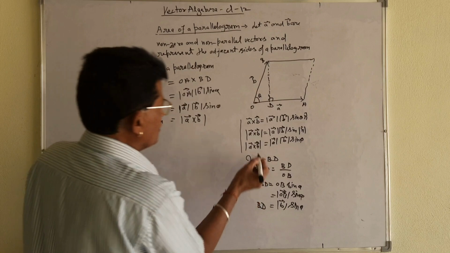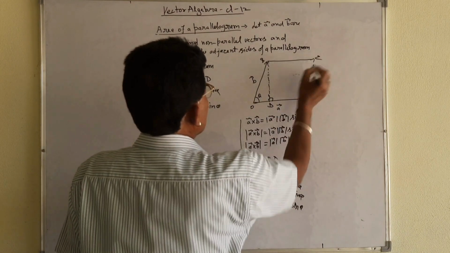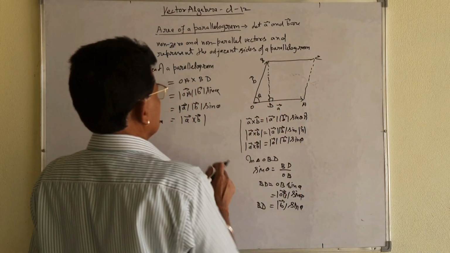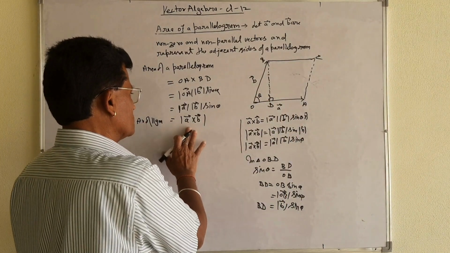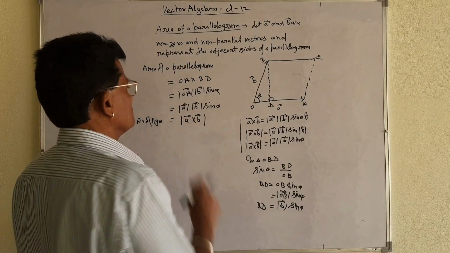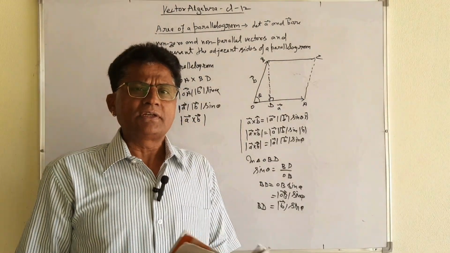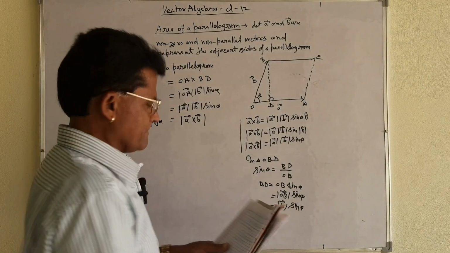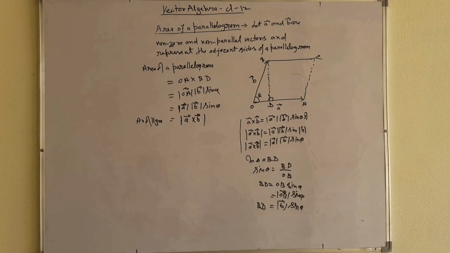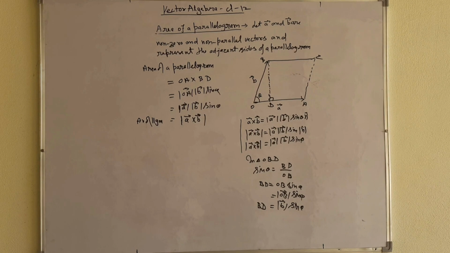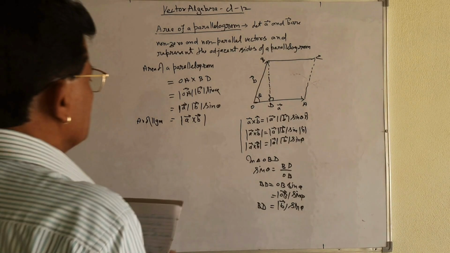What parallelogram? OACB. Let me take this point C. OACB is the parallelogram. The magnitude of the cross product of these vectors will be equal to the area of the parallelogram. Okay, let me take one question related with this, because we already got the area of the parallelogram.